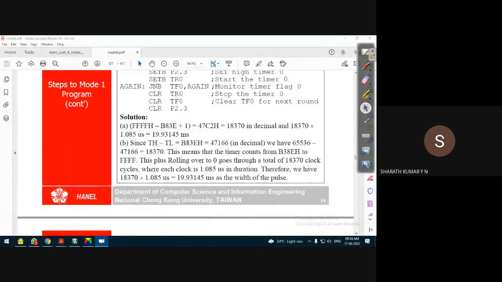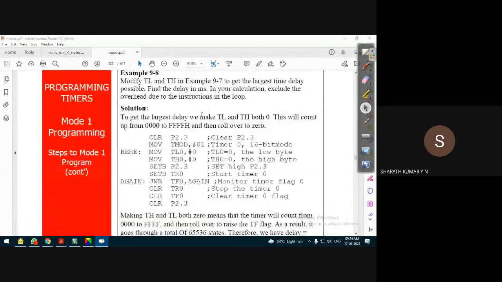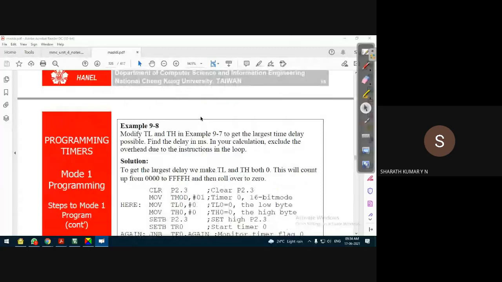Okay, fine. So this is using the hexadecimal method. This we have discussed in a little detail.